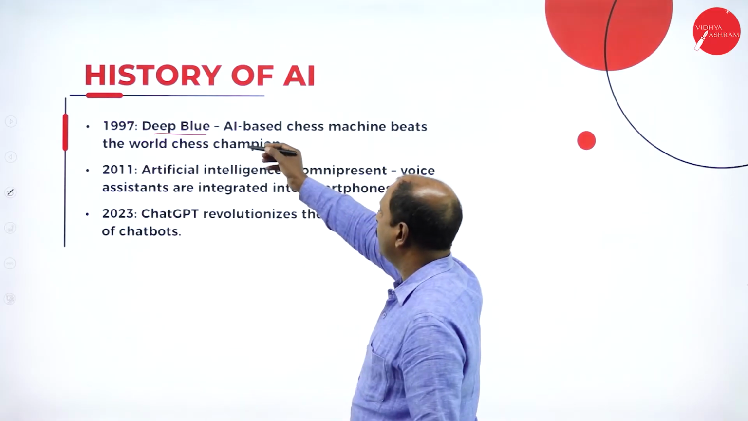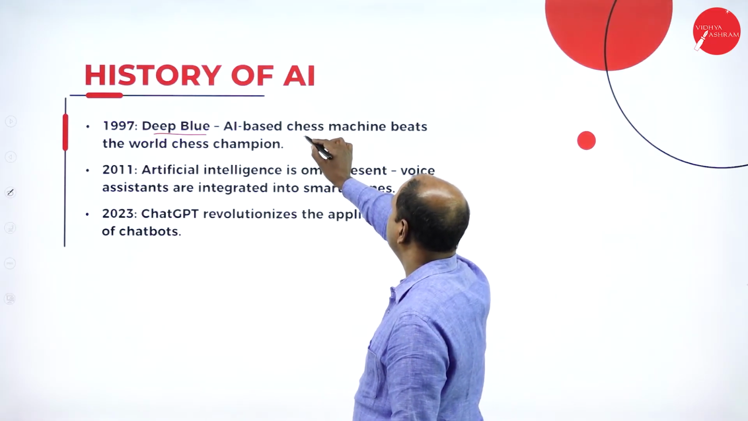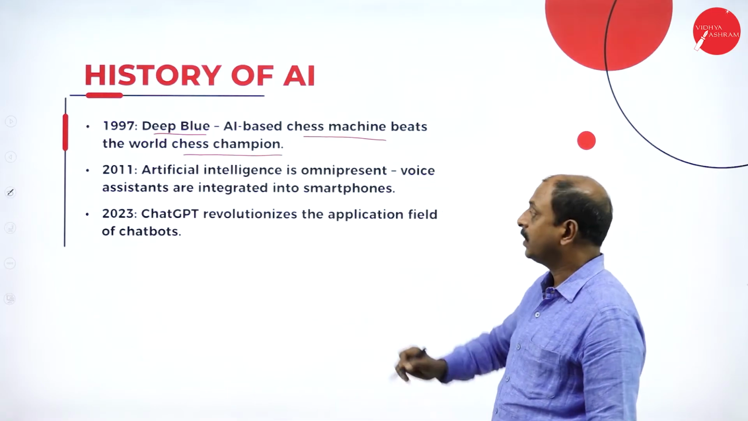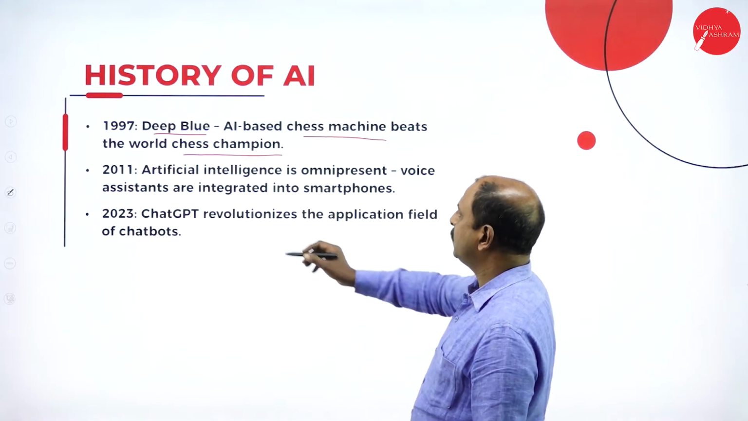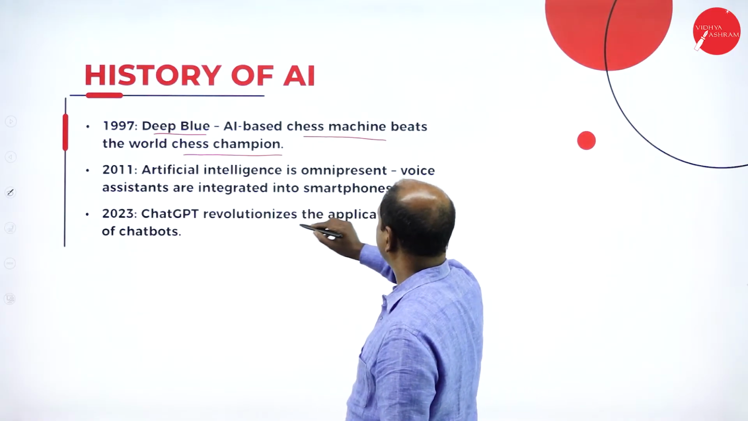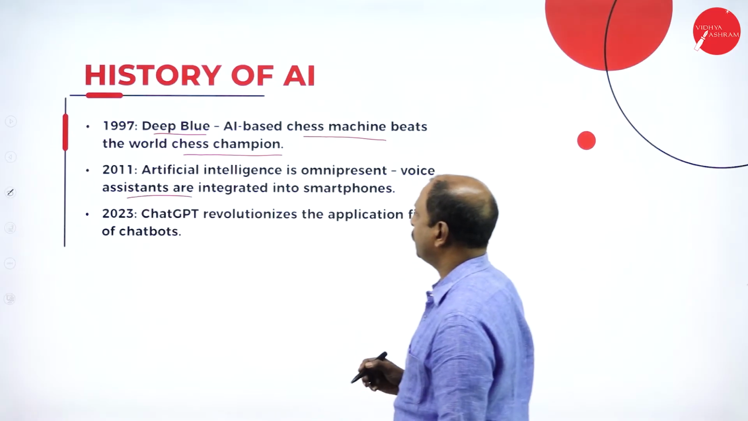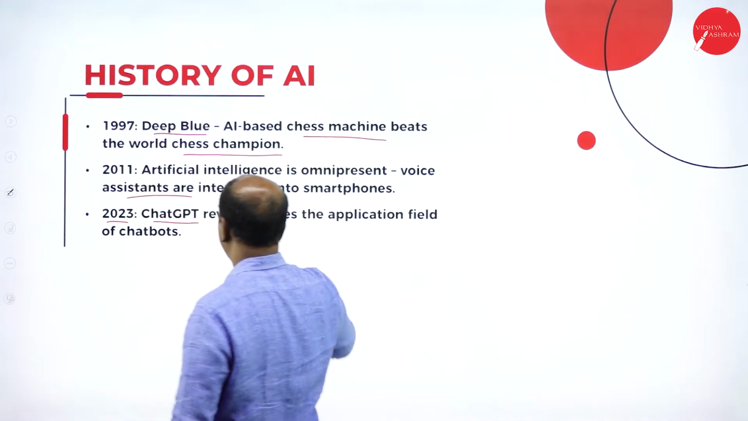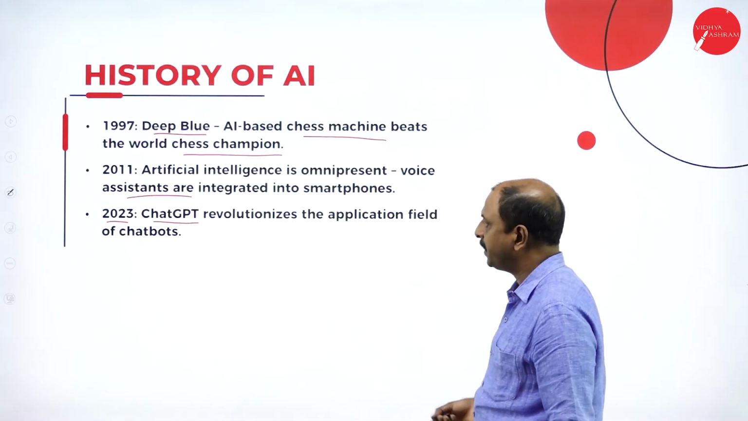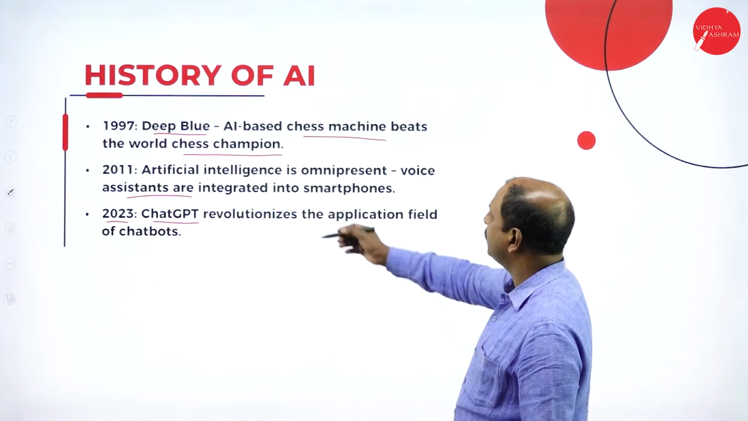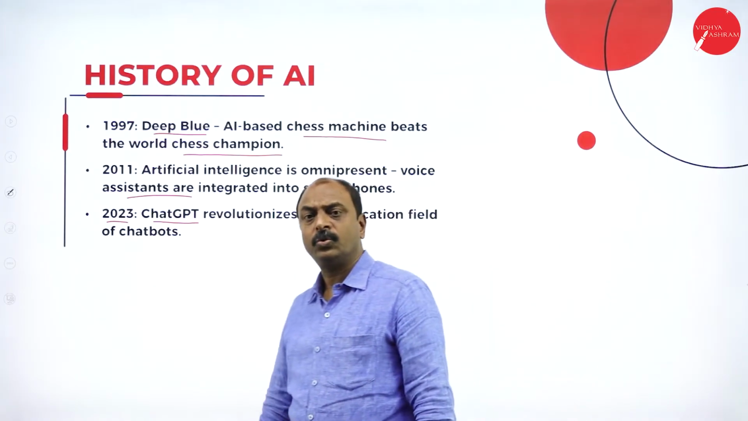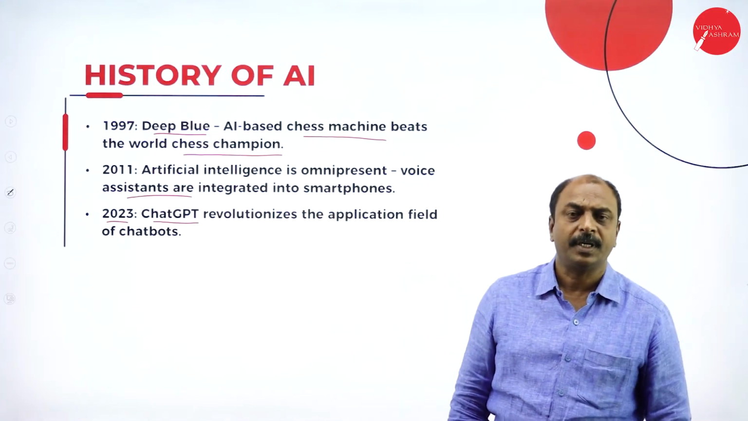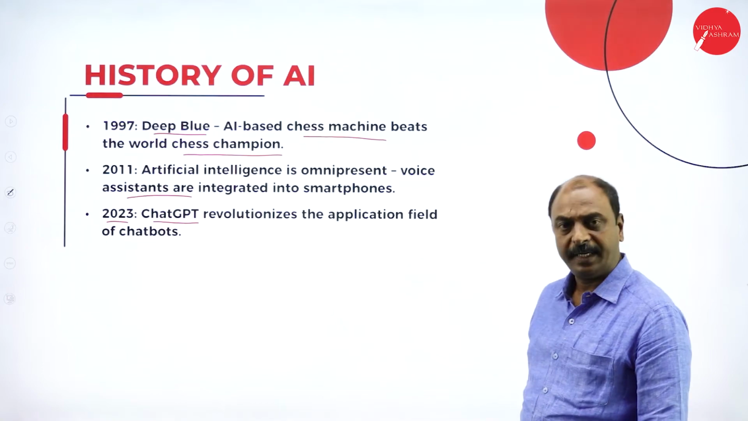And in 1997, it's Deep Blue. It is again based on AI. It is a chess machine. It beat the world chess champion. So this is one of the AI systems. Next, in 2011, the voice assistant was developed, and in 2023, ChatGPT. Nowadays everybody is using ChatGPT for their different applications, and all these are important milestones in the history of AI, or important developments in the field of artificial intelligence.